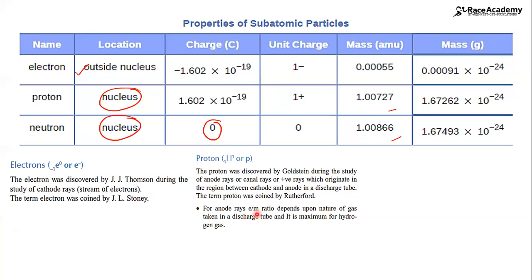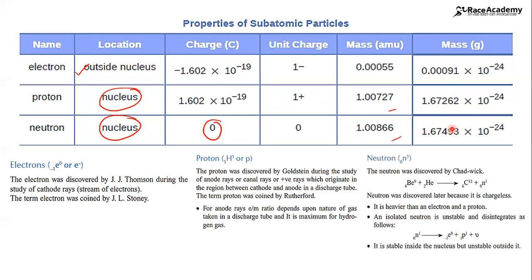For anode rays, the e/m ratio depends on the nature of the gas taken in the discharge tube, and it is maximum for hydrogen gas. Let us see about neutrons.